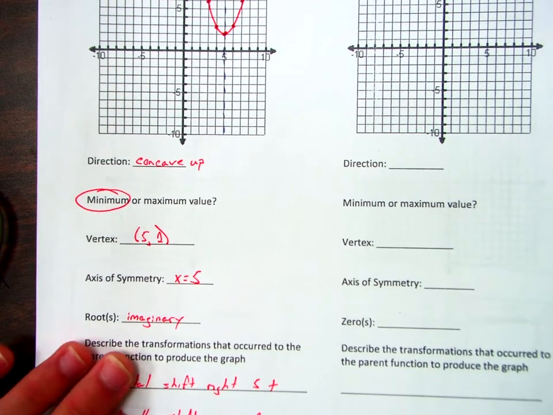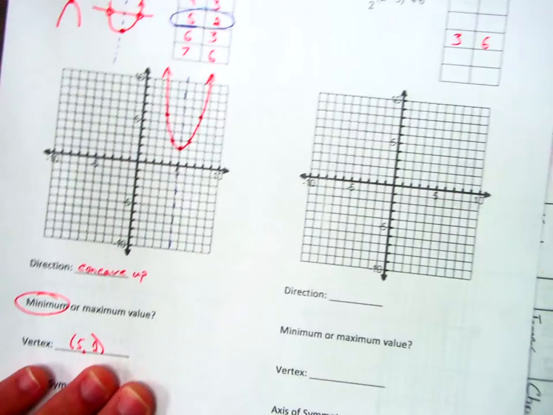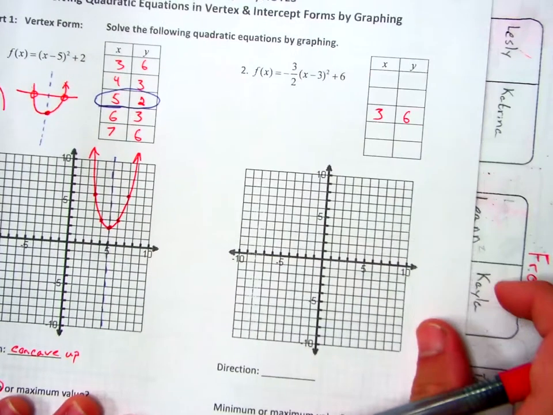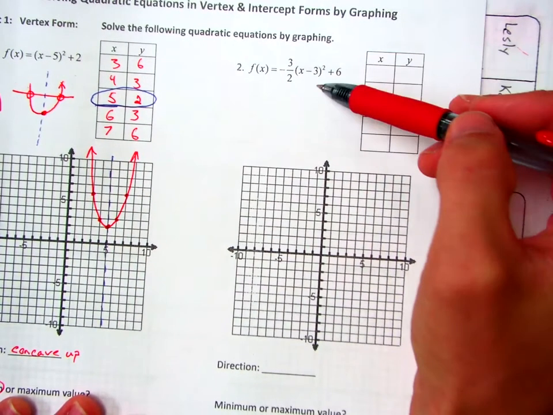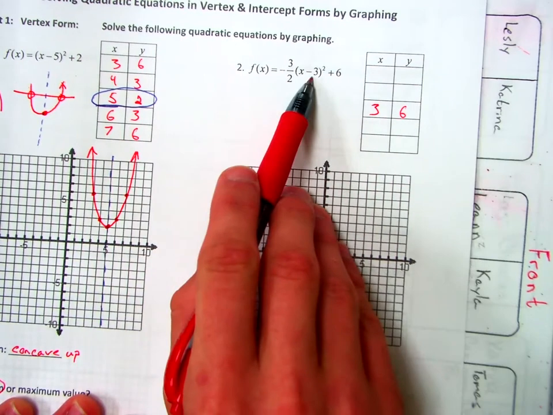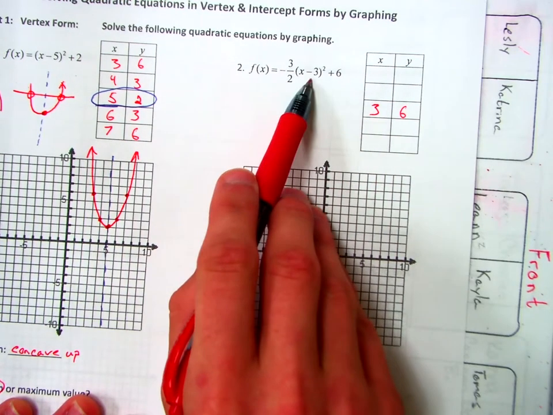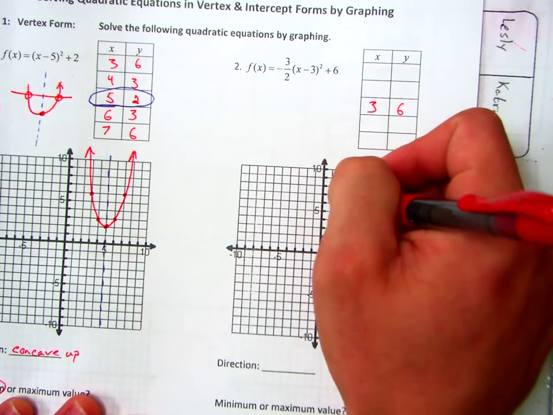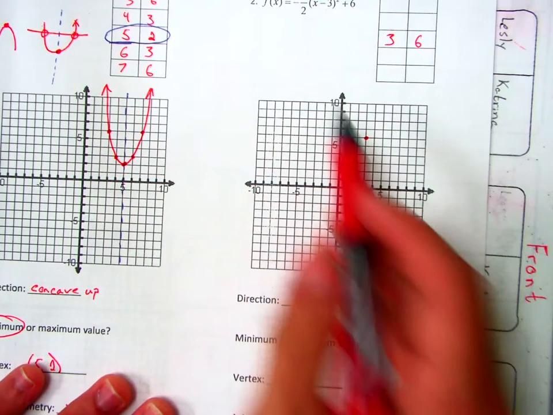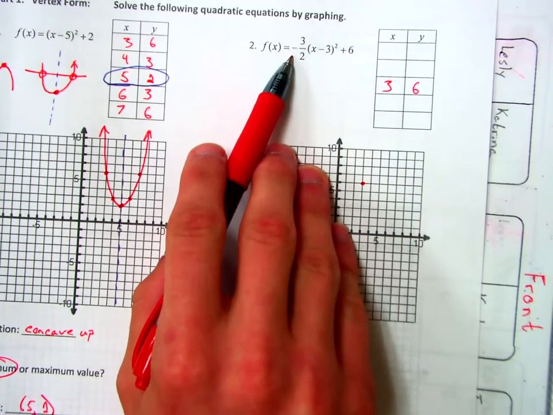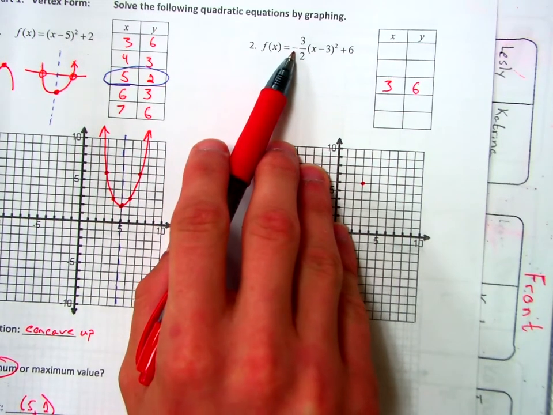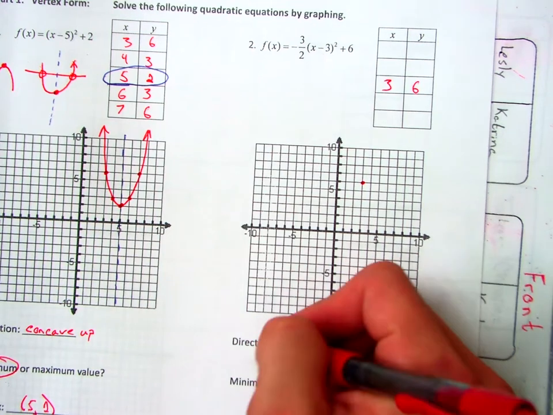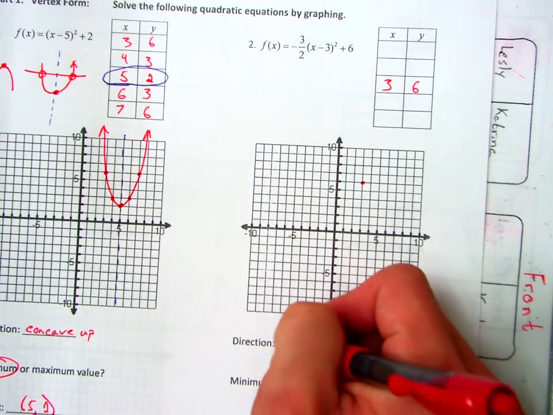So I'm going to do this next one a lot quicker. I want you to see how really easy this is. Right here, the h and the k tell me where my vertex is again. Right 3, up 6. So there's my vertex. The direction, well, because there's a negative in the front, the direction is going to be downward. So that's going to be concave down.